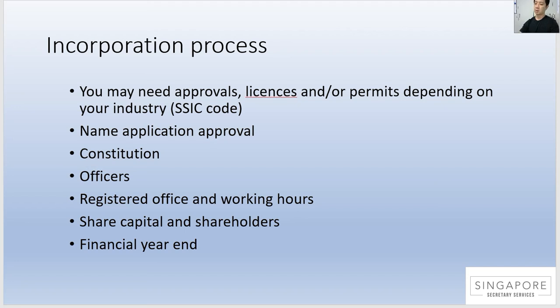So all these officers, you need to give me, but typically what you need is just one director and one secretary for the company to function. Then registered office and working hours, and then share capital and shareholders. So how much initial capital you put in, maybe let's say it's $10,000, which means this $10,000 will go into the company's bank account, and the shareholders are the ones who paid for this share capital.